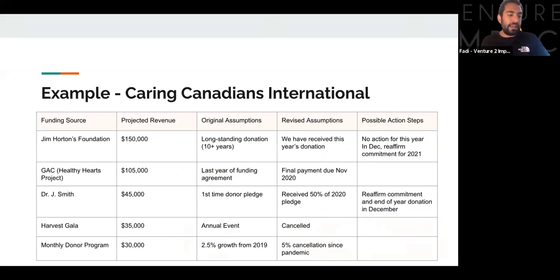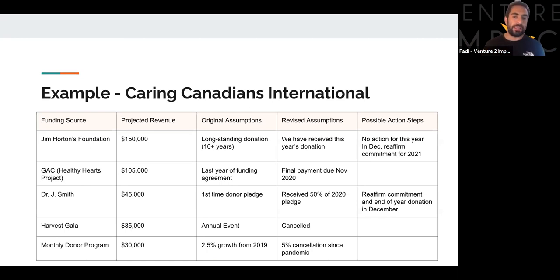So here's an example of an organization that we have made up and that doesn't really exist. We just really wanted to show you a framework of how you can use the fundraising planner or the revenue planner. And this is also going to be your homework for this session that you will discuss with your mentor.